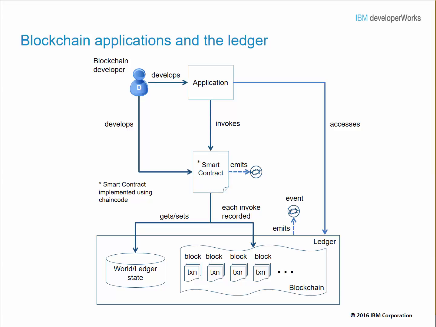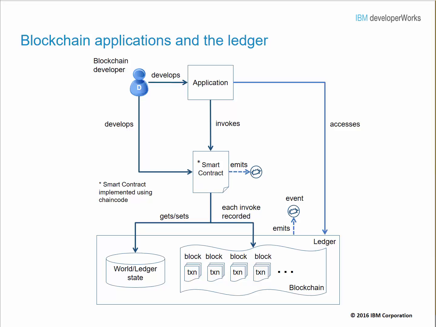The other major component that's developed by a blockchain developer is the smart contract. So smart contracts are a lot like stored procedures on a database that perform transactions on the ledger. As you can see from our diagram, the smart contracts record blocks in the ledger, but they also can modify world state, read from or write to world state.